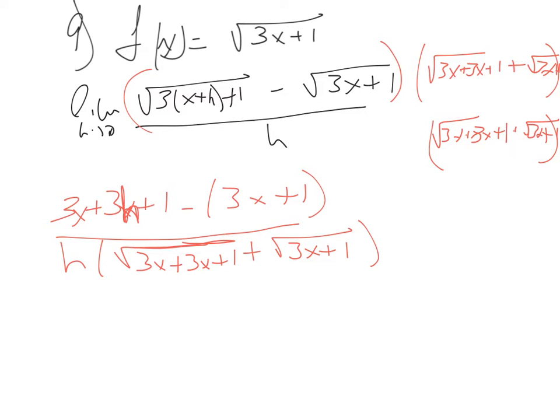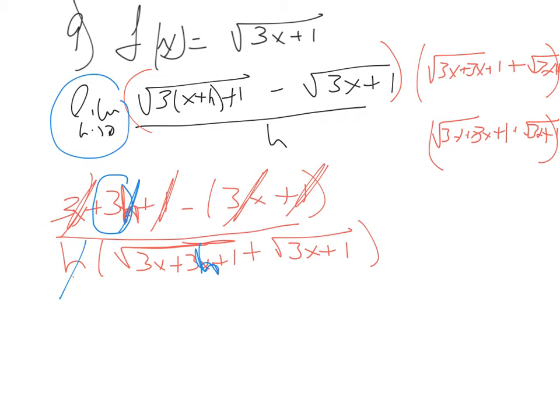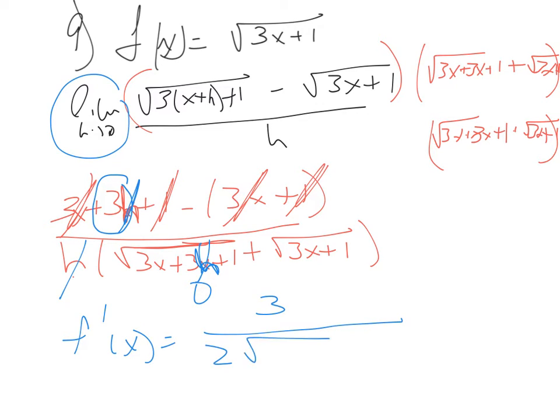So what happens here is this 3x cancels with this one. This positive 1 will cancel with this one. This h and this h will cancel. So this 3 stays on top. Now the limit as h goes to 0, this h should go to 0. So what we're left with is f prime of x is equal to 3 divided by 2 square root of 3x plus 1. And that is your derivative. You can check these by doing chain rule.